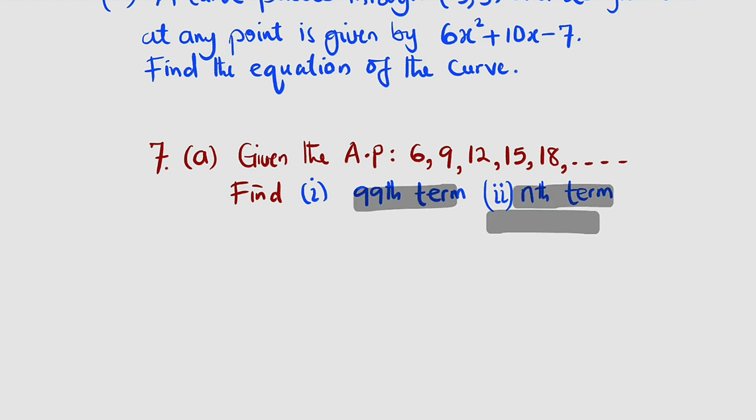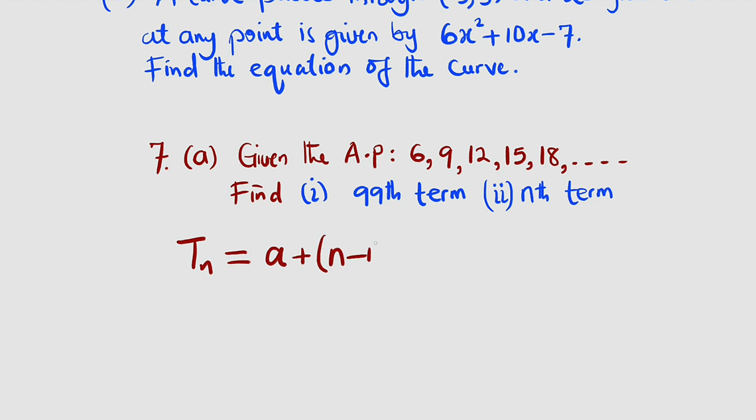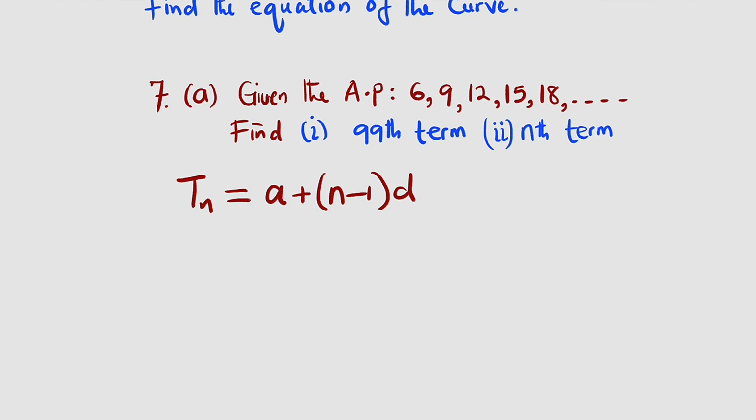I want to start with the nth term. Don't worry. Every term, Tn, in an arithmetic progression sequence is given as A, which is the first term, plus n minus 1 multiplied by d, where d stands for the common difference. So let me bring these terms outside. We have A equal to 6. Then let me leave n equal to 99 because we're going to use it to find the first problem here.